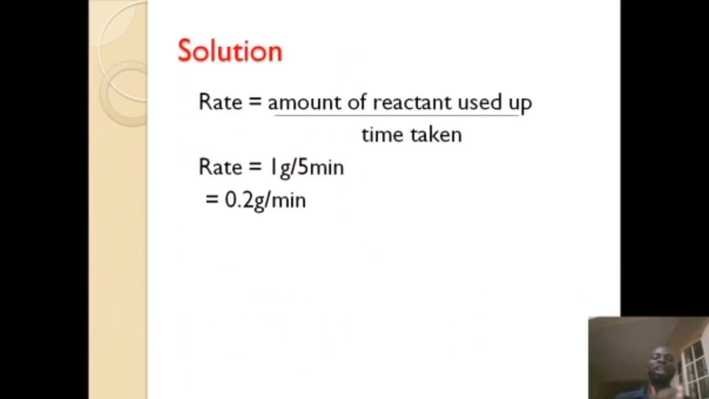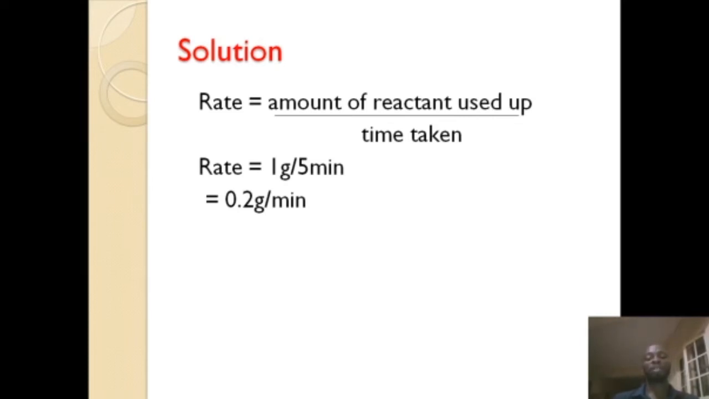We say that the reaction rate is equal to the amount of reactant used up over the time taken. The amount of reactant is 1 gram and the time for the reaction is 5 minutes. So our rate is equal to 1 over 5, or 1 gram over 5 minutes. If you do the calculation, you will get 0.2. Actually, 1 over 5 is equal to 0.2.